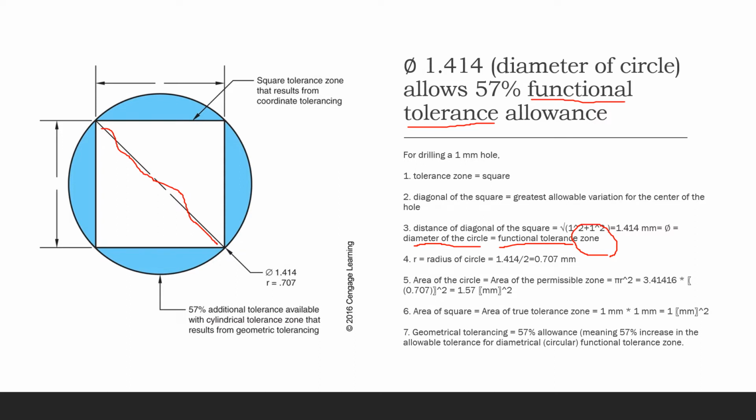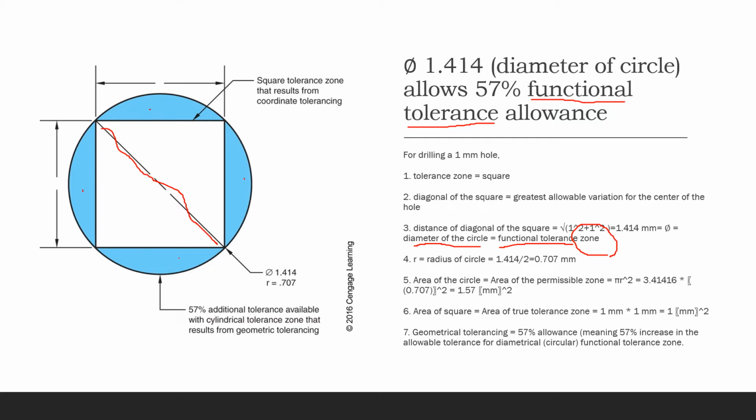I don't know why the author of this textbook wrote it that way, so you have to pay attention to these things. Anyway, functional tolerance allowance, we're talking about this blue area right here, okay? This one right there, right there, right there, and then right here.